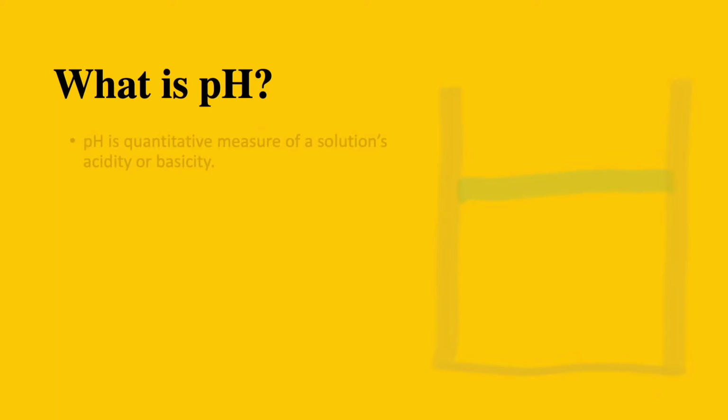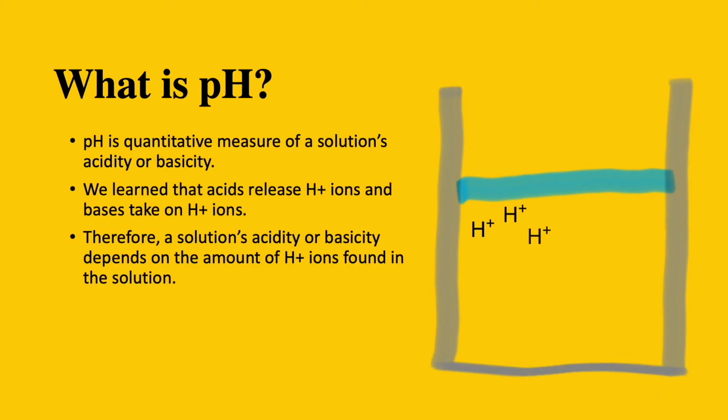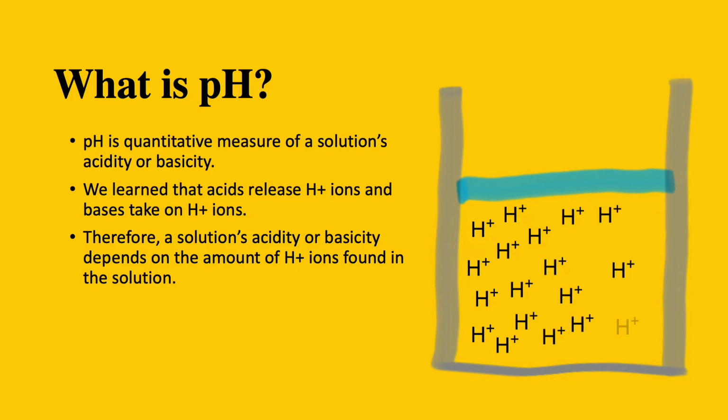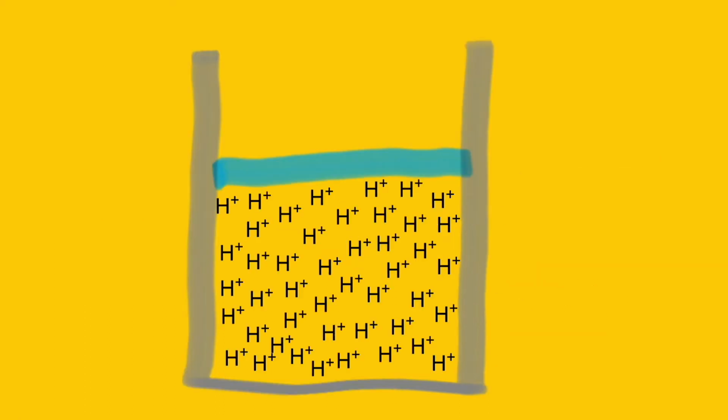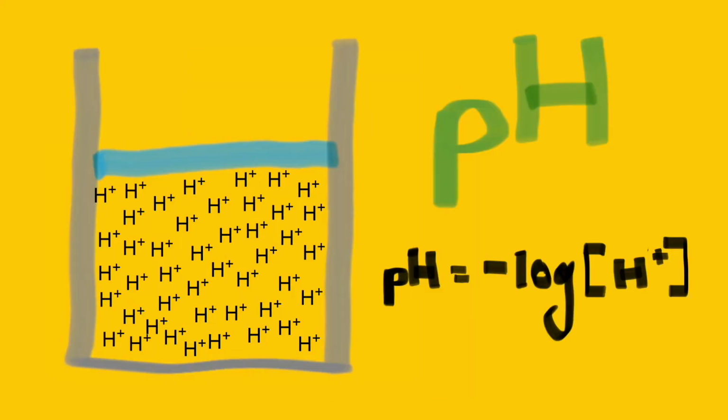Now, you might wonder, okay, that's not difficult to grasp. Why can't we just count the amount of protons and classify a solution as acid or base depending on that? And you are correct. You can do that. But when we're dealing with ions that are so tiny and are present in such large quantities, the amount would be impractical to actually count and discuss in terms of real numbers. So scientists created an easier measure, which is the pH.